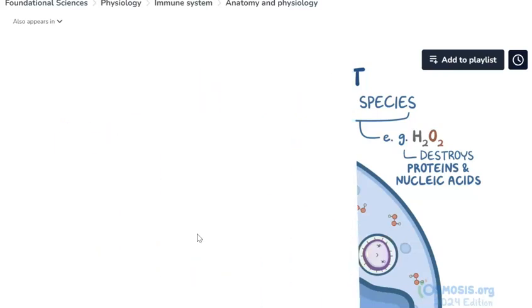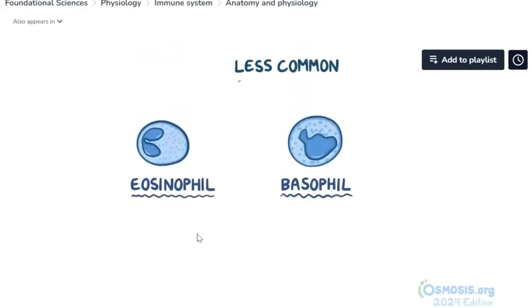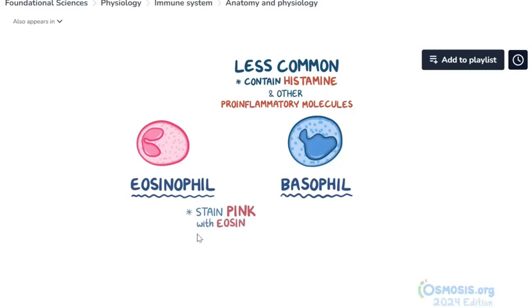Now, in comparison to neutrophils, eosinophils and basophils are far less common. They both contain granules that contain histamine and other pro-inflammatory molecules. Eosinophils stain pink with the dye eosin, which is where they get their name. They are phagocytic cells, even though it's not their primary mechanism of attack. They are best known for fighting large and unwieldy helminthic parasites, or worms, by releasing molecules that can poke holes in the outer layer of helminths.